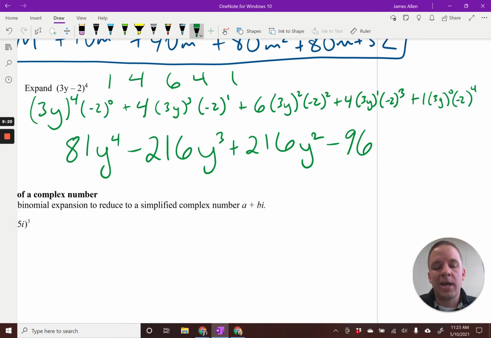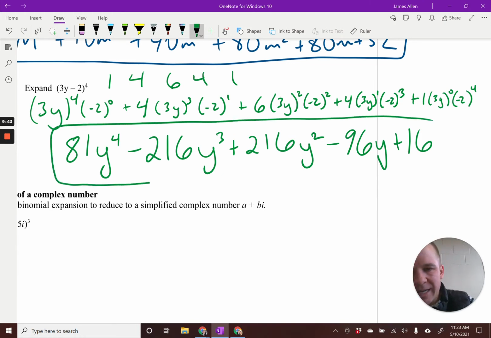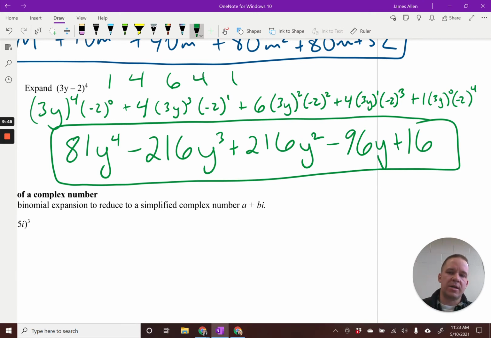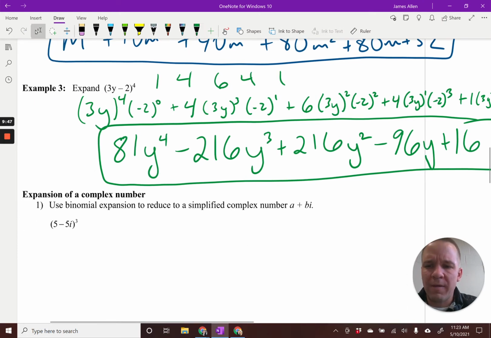Yeah, 96. There we go. 12, 8 feet, 96 inches. That's how I remember it. Lovely. y to the first, so just y. And then the last one, 3y to the 0 is just 1, right? So it's gone. Negative 2 to the fourth is positive 16. Okay. There we go. Beautiful. Box it. Awesome sauce.